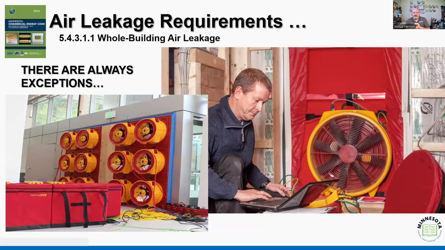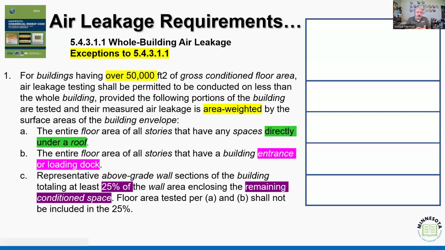But there's always exceptions to the testing methodology, right? Let's say we've got a big enough building, and we don't want to do whole building testing. So then the code says, well, if you don't want to do whole building testing, then what will allow you to do is partial building testing, right? When you're over 50,000 square feet of gross conditioned floor area, then you can look at it and do it in a more compartmentalized or smaller pieces, right?